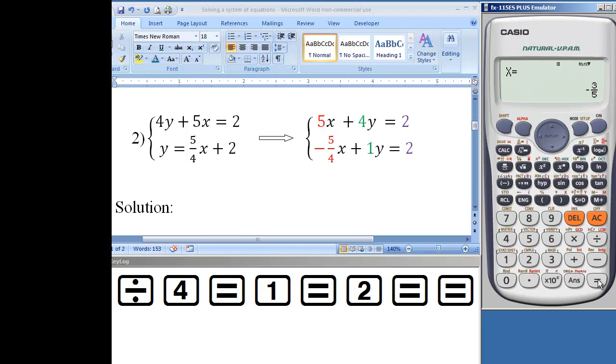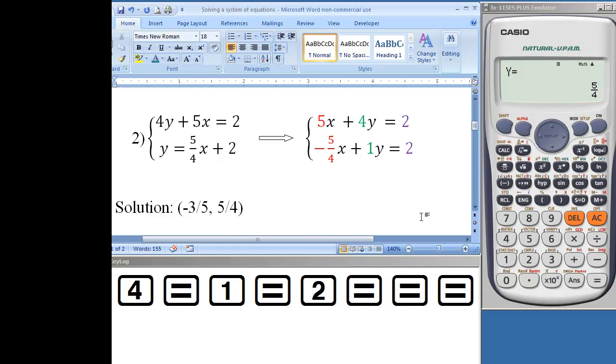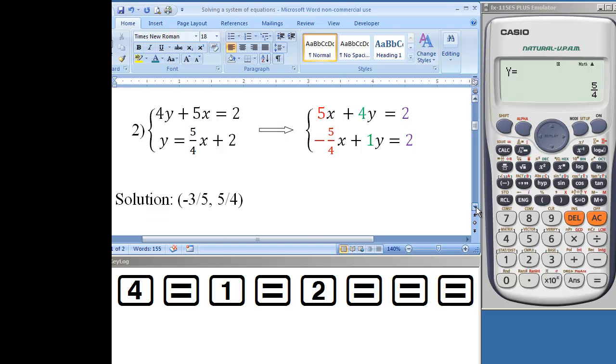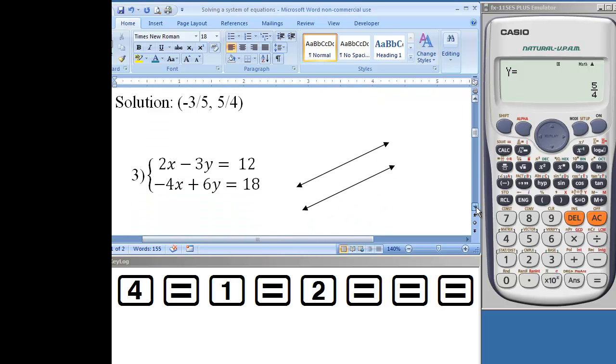We get x equals negative 3/5. So I'm going to go ahead and type that in. And let's see what y equals. Our y value, or our y coordinate, is 5/4. Pretty simple, pretty straightforward. I want to try another one.